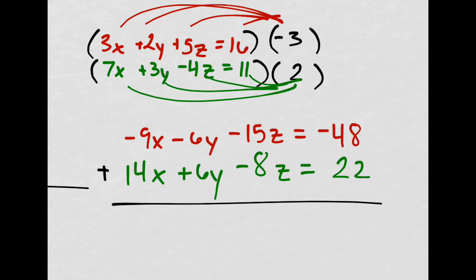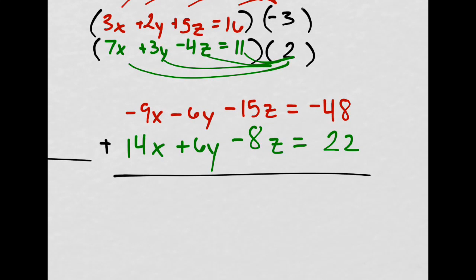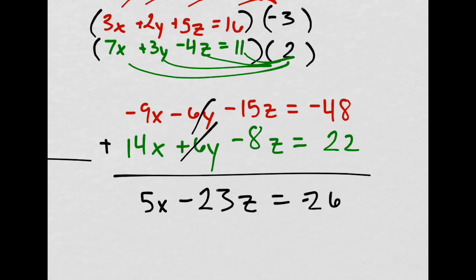I add these together. So 14 minus 9 is 5x, no more y. And then these are both negative, so I add them together and keep the negative sign. If I'm adding or subtracting, that's how I do that with positive and negative numbers. So it's minus 23z equals negative 26.